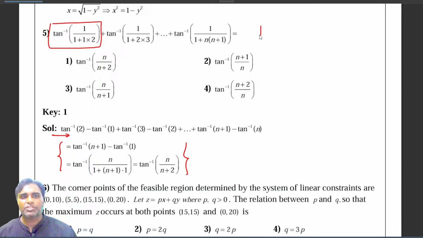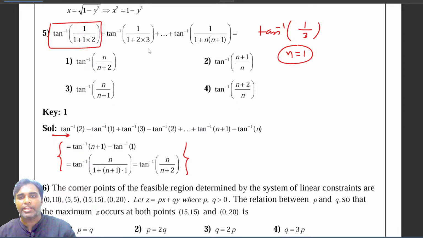The first term is tan inverse 1 by 3. At n equal to 1 in this series, that is the first term, so at n equal to 1, I am getting tan inverse 1 by 3 alone. Now let's put n equal to 1 here. So we are getting tan inverse 1 by 3.